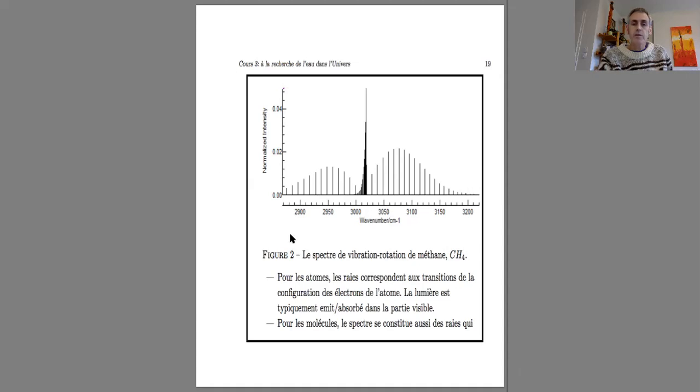So here I have the emission spectrum associated with a particular molecule, methane. So one carbon and 4 hydrogens. So the spectrum consists of the intensity of the light emitted by this molecule as a function of the wavelength. Now here the wavelength, I've actually plotted what's called the wave number.